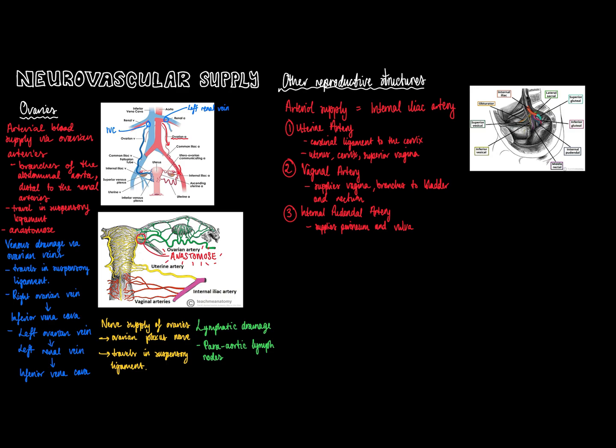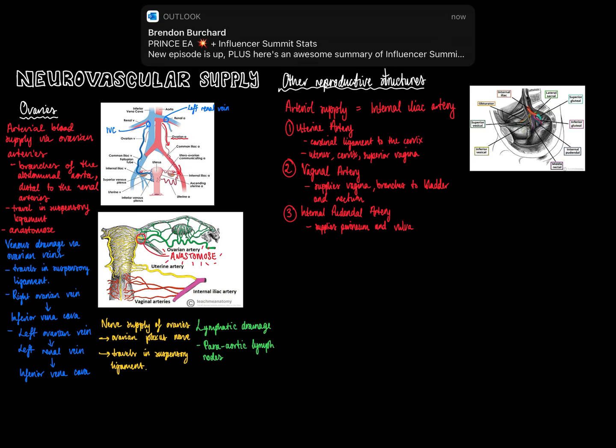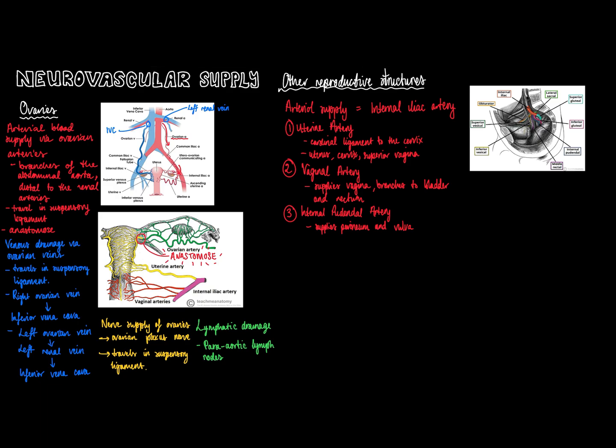The vaginal artery, which supplies the vagina and has additional branches to the inferior bladder and rectum. And finally, the internal pudendal artery. This is the main artery responsible for blood supply to the perineum. The paired internal and external pudendal arteries supply the vulva.